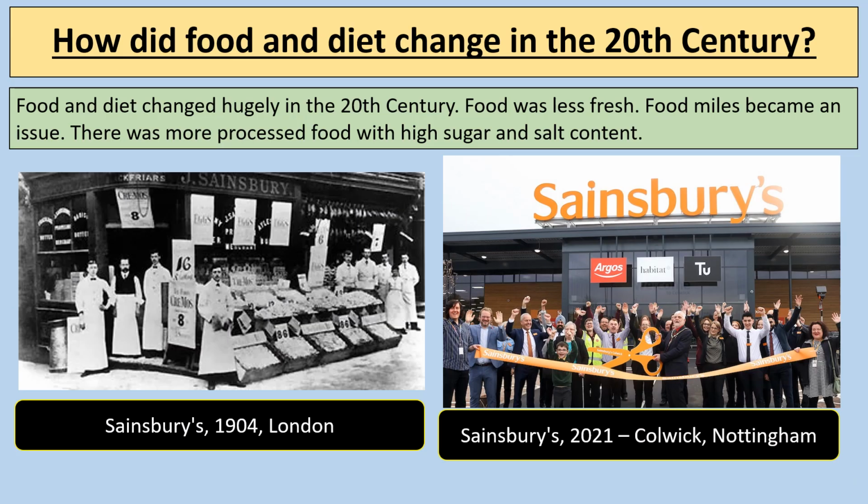So you can see there that the supermarket has had a huge increase in the way that we shop for food. Food tends to be less fresh, and there's more artificial chemicals used on food to keep it preserved and to make it look nice. Food miles has become an issue. There's more what we call processed food now with a high sugar and high salt content, which isn't good for people's health.